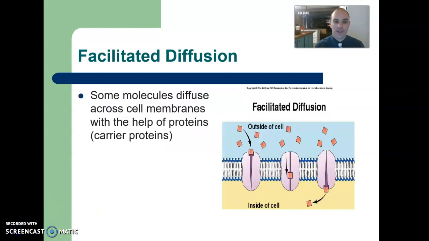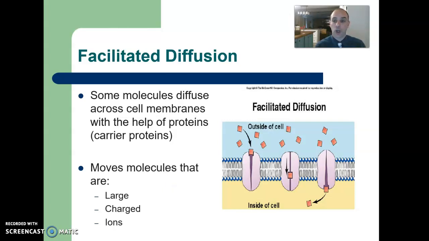Now to facilitated diffusion. Some molecules diffuse across the cell membrane with the help of proteins. Remember I said they can go in here and they can cross. When they do that, that's called facilitated diffusion. Molecules that are large, charged, and are ions.